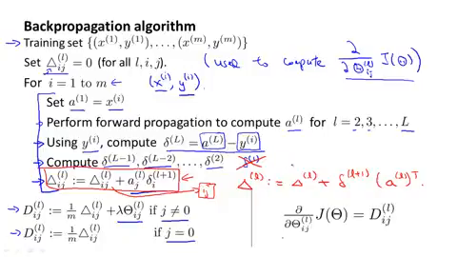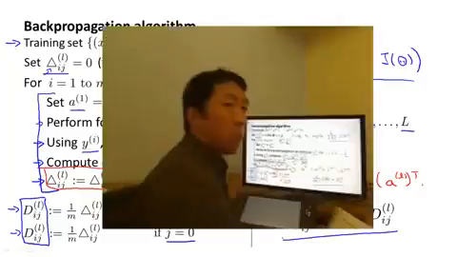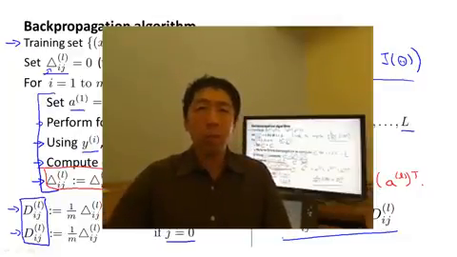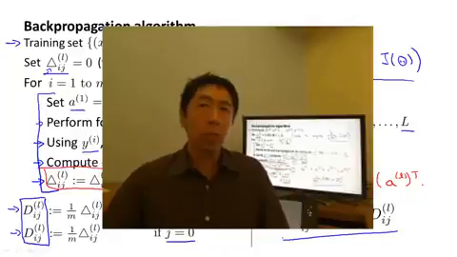While the formal proof is pretty complicated, what you can show is that once you've computed these D terms, that is exactly the partial derivative of the cost function with respect to each of your parameters. And so you can use those in either gradient descent or in one of the advanced optimization algorithms. So that's the backpropagation algorithm and how you compute derivatives of your cost function for a neural network.